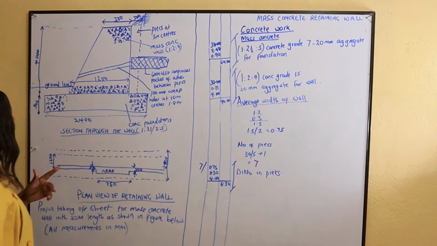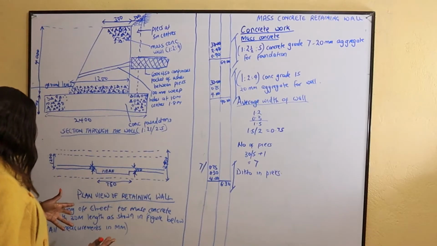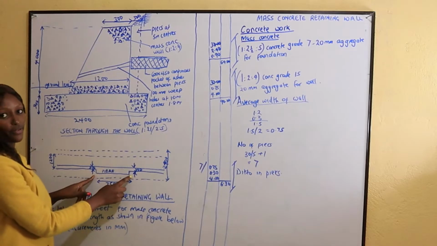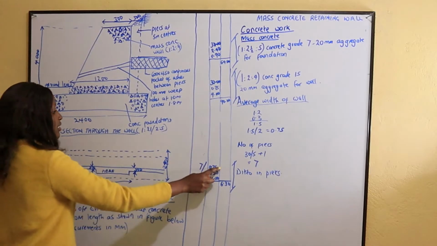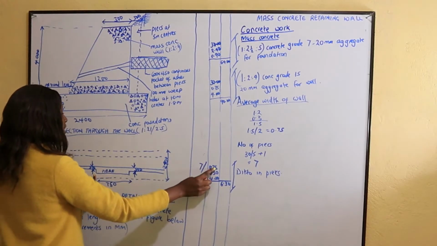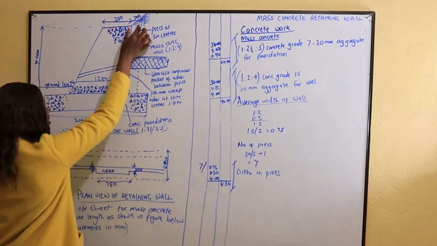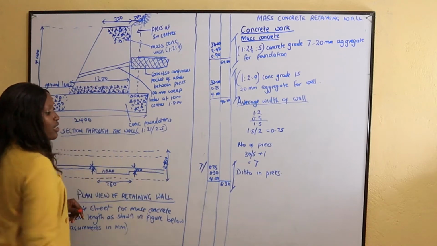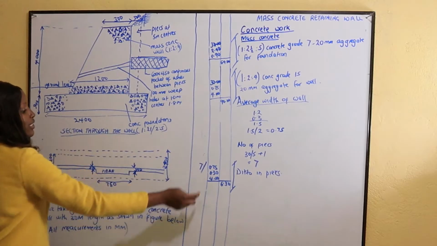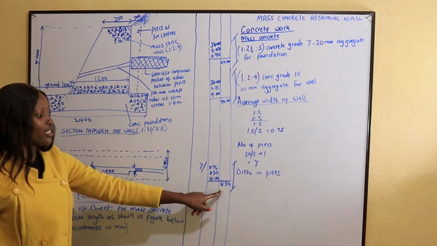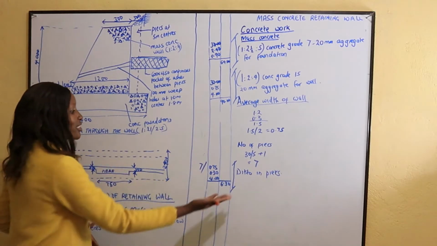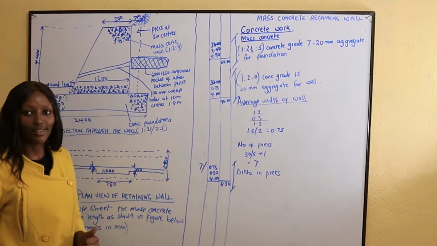Then the width of the pier. The width of the pier, you can see here from the plan, it's 750, 0.75. Yes, the length of the pier is 0.75. The width here, it's 300, 0.3. Then the height of the pier is like the height of the wall, it's 4 meters. So once you multiply, you get 6.30. So that is concrete in piers. So we just write here ditto in piers. Okay.